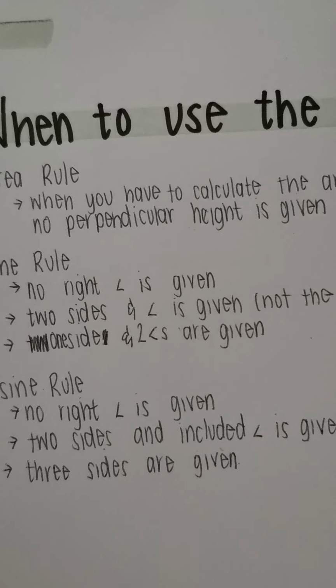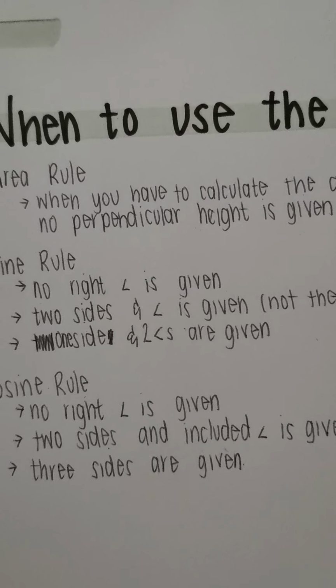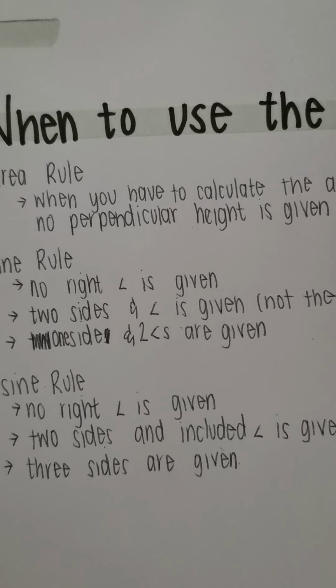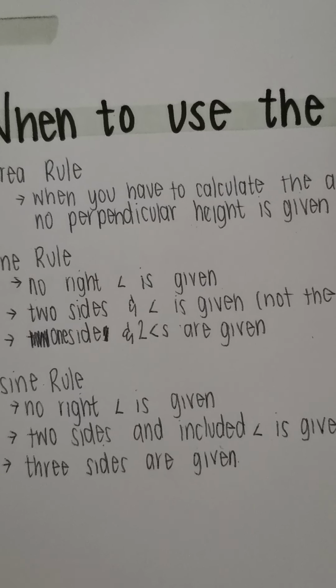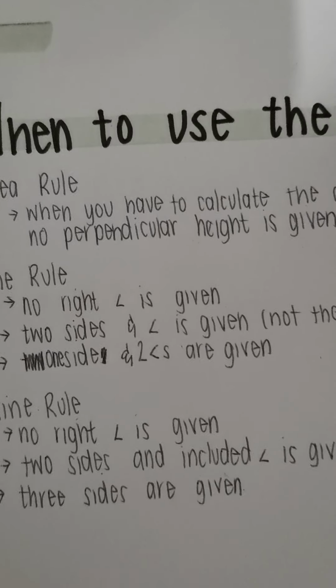Okay. Another important thing to remember is to note that we are working in triangles. So since we're working in triangles, don't forget that the sum of interior angles of a triangle add up to 180 degrees, right? That's very important.